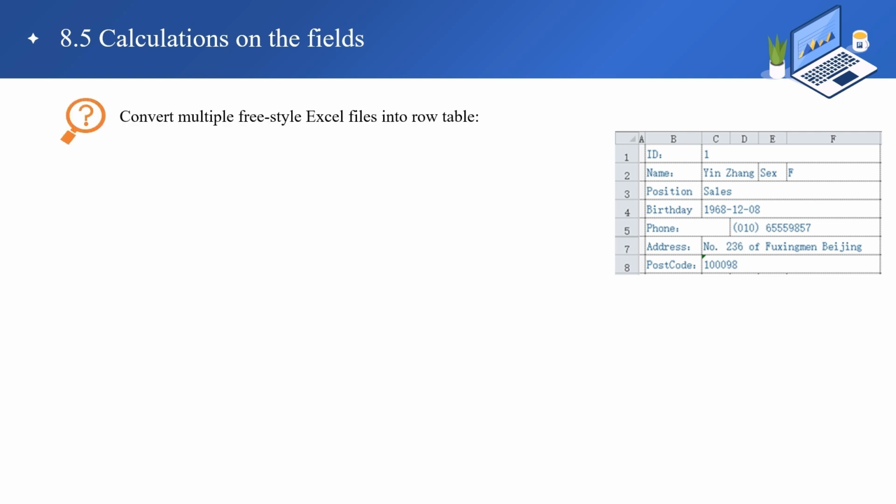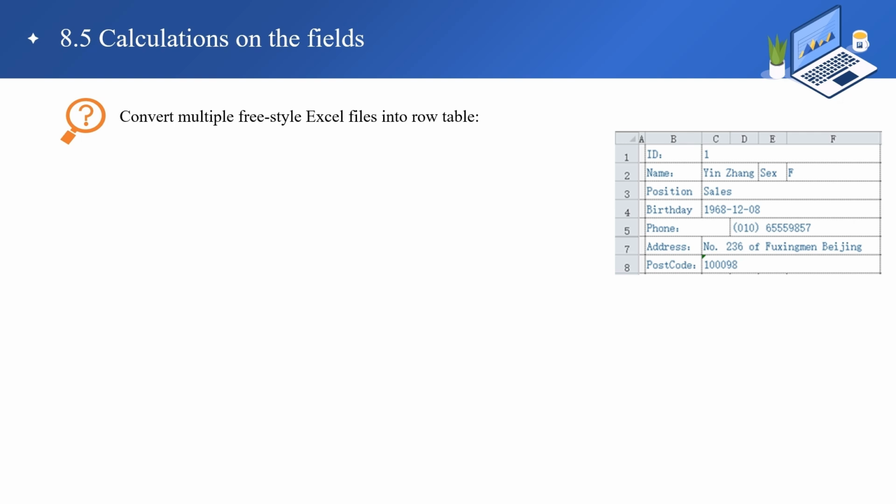Suppose there are a batch of such files, each file stores a person's information. Now we hope to extract these data and make a row table using the field names in this table: ID, name, sex, position, birthday, phone, address, postcode. If there are hundreds of such files, it will obviously be too tiring to do it manually. We use a program to do it.